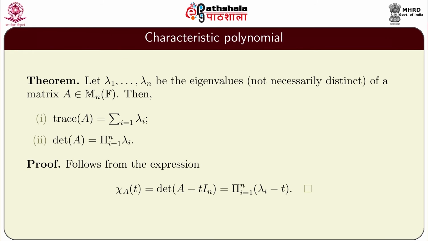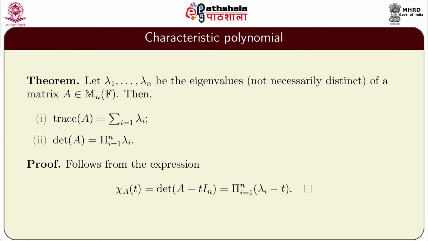One more theorem. Let lambda 1, lambda 2 and so on up to lambda n be the eigenvalues, not necessarily distinct, of a matrix A, which is an n cross n matrix over the field F. Then trace of A is equal to the sum of the eigenvalues lambda i, and determinant of A is the product of the eigenvalues lambda i. Recall that trace of A means the sum of the principal diagonal elements of A.